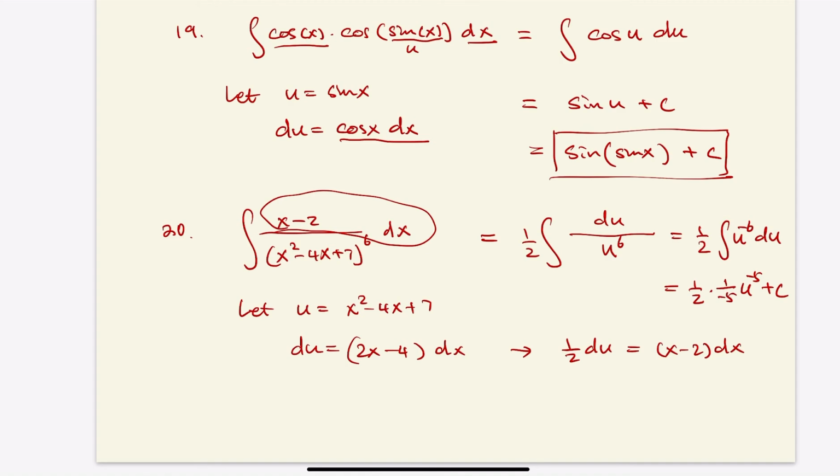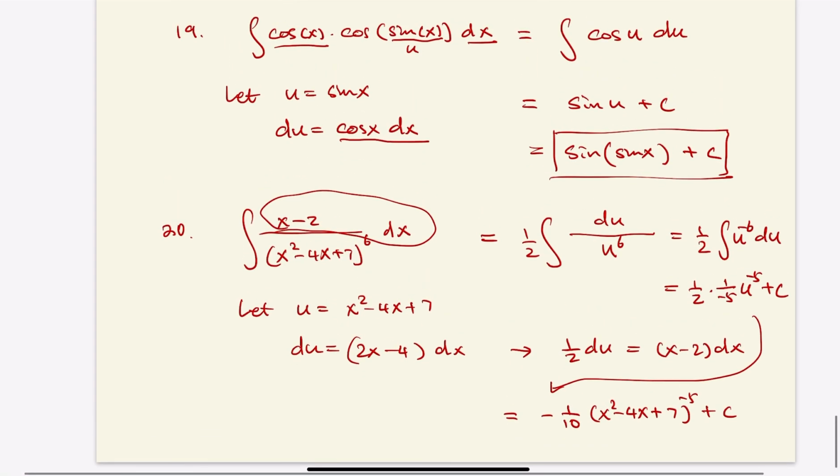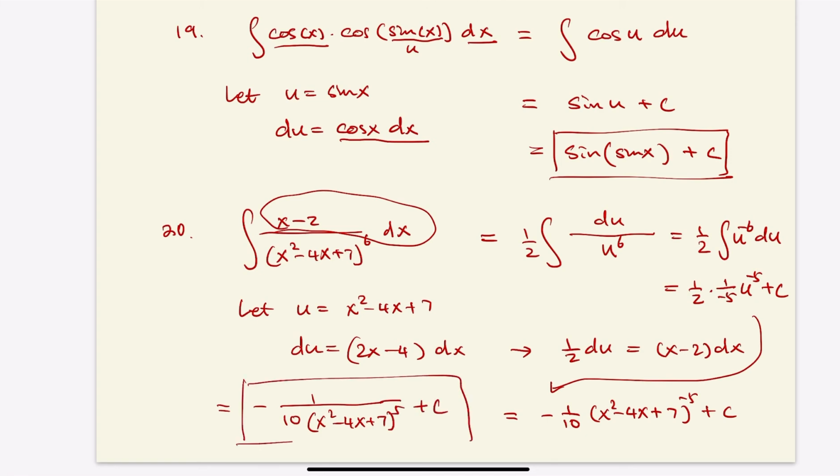I ran out of space, so I'm going to put it here. So negative 1 over 10, u was x squared minus 4x plus 7, to the negative 5 plus c. You can put this one in the denominator. So the very last step: negative 1 over 10 times x squared minus 4x plus 7 to the fifth power, plus c. Then that's going to be your final answer.